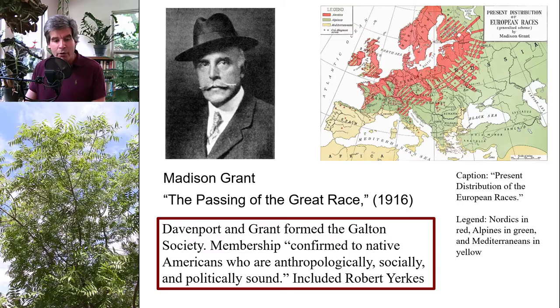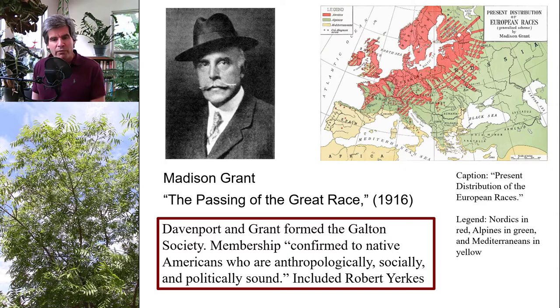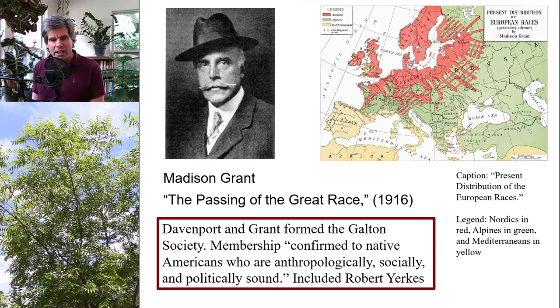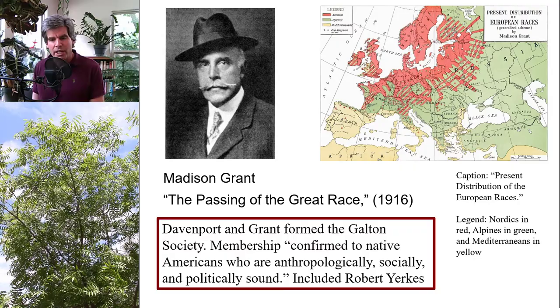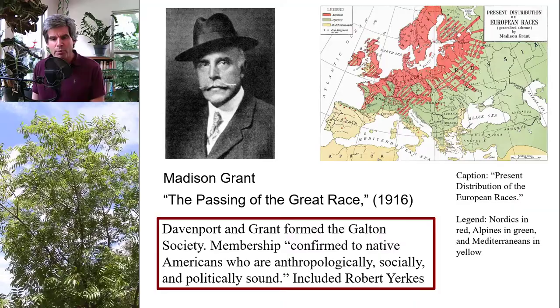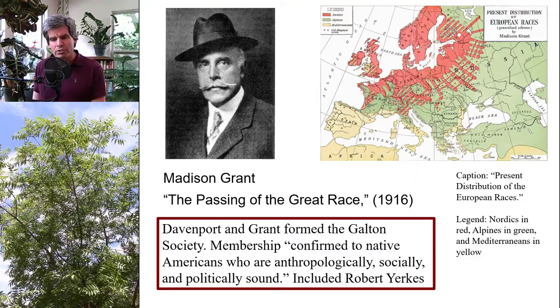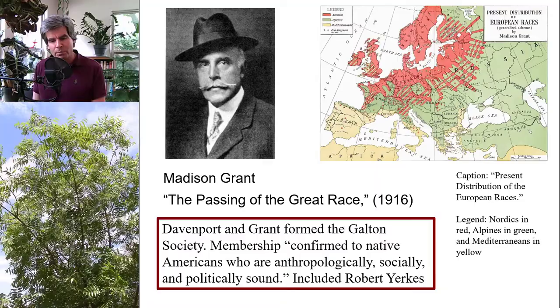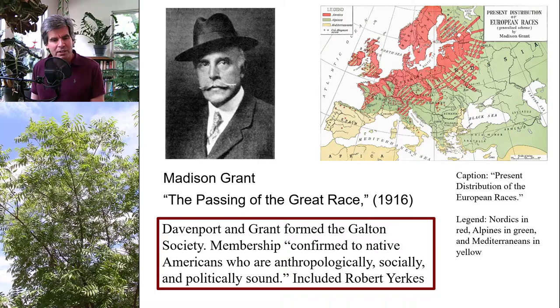Now, in 1918, Davenport and Grant together form a highly exclusive pro-eugenics organization called the Galton Society. And recall that Francis Galton was a psychologist who started eugenics, so they were naming it after Galton. And their plan was to study what they called racial anthropology. And membership of their club was given only to people who met the following qualification. They had to be, quote, Native Americans who are anthropologically, socially, and politically sound. Now, notably, they use the word native to refer to white people born in the United States and not the inhabitants of the continent before white people arrived.